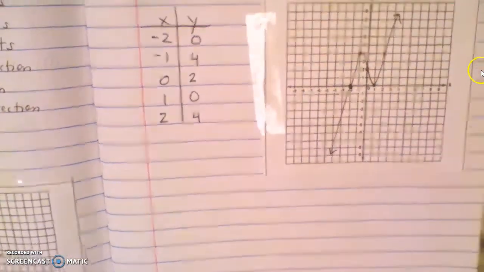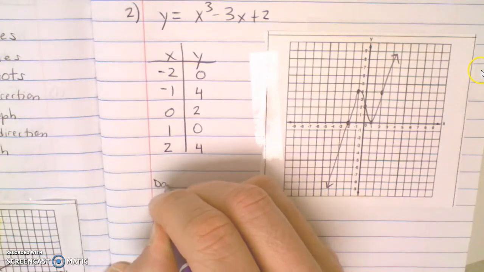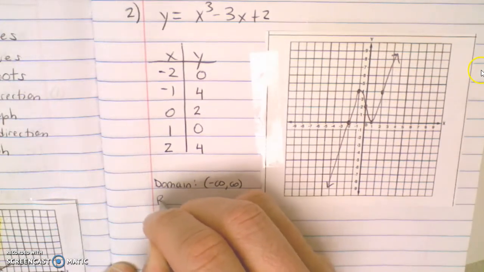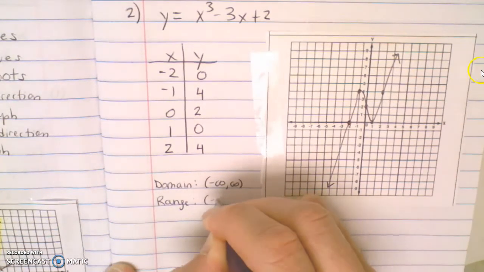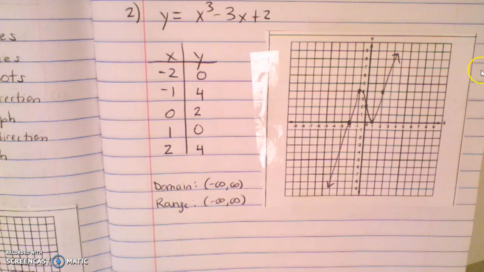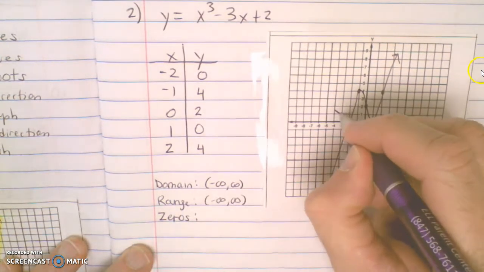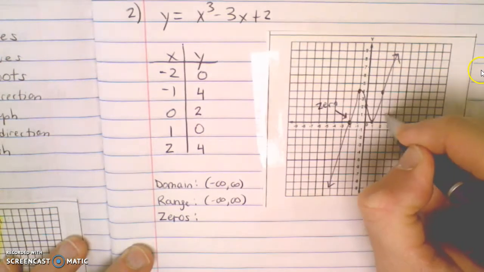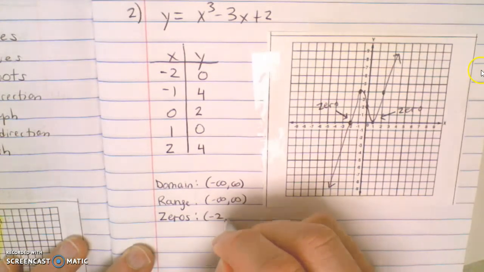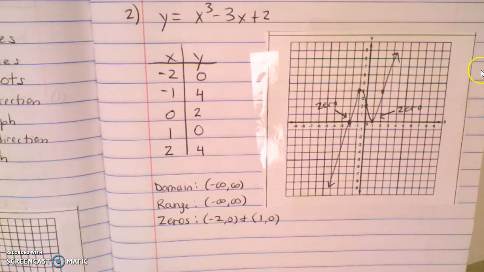Okay, so we can identify some key features really quick. Domain and range are easy because those are the same that we've been seeing in the other example. Domain is negative infinity to infinity, and range is negative infinity to infinity as the graph goes on in both directions forever. The zeros, there are 2 of them again. Where it's crossing on the x-axis, I've got negative 2 comma 0 and 1 comma 0. And you can see those in the table as well.